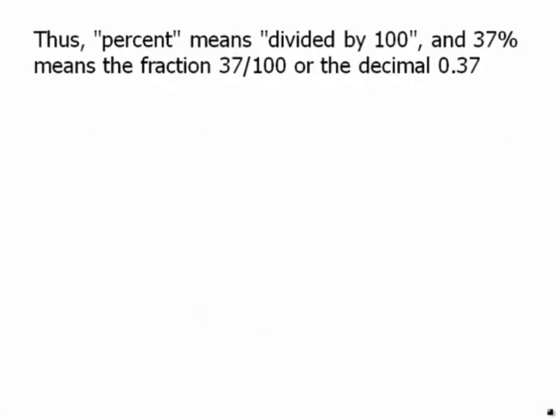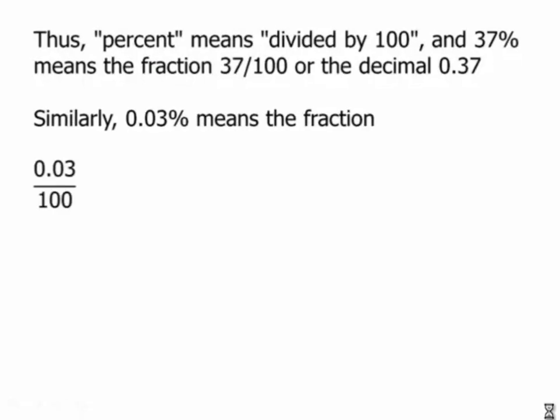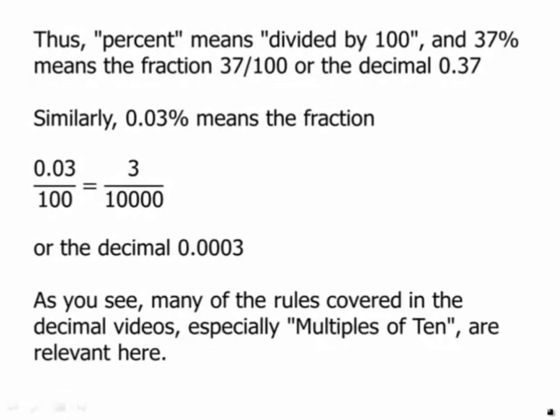Thus, percent means divided by 100, and 37% means the fraction 37 over 100, or the decimal 0.37. Similarly, 0.03% means the fraction 0.03 over 100, which of course is 3 over 10,000, or the decimal 0.0003. As you see, many of the rules covered in the decimal videos, especially multiples of 10, are relevant here.